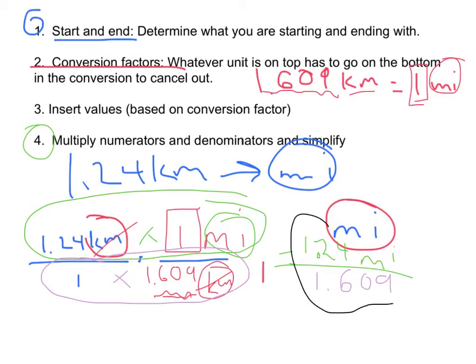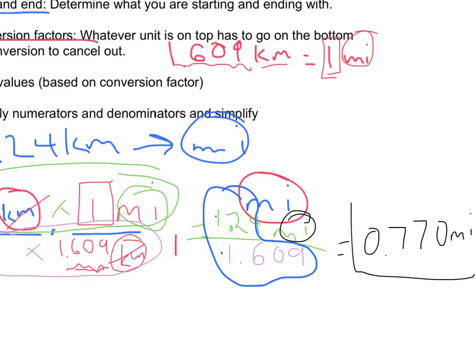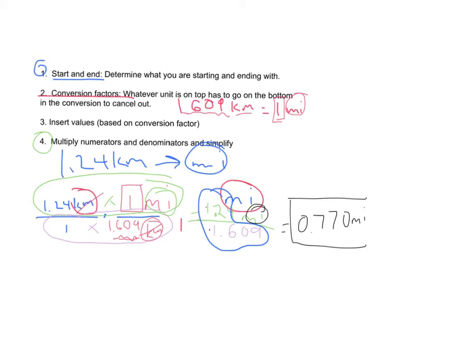The final step is to simplify. And to do that, we have to divide 1.24 divided by 1.609, and you should get an answer of 0.770, and don't forget your units, miles. And you have officially converted 1.24 kilometers into miles.